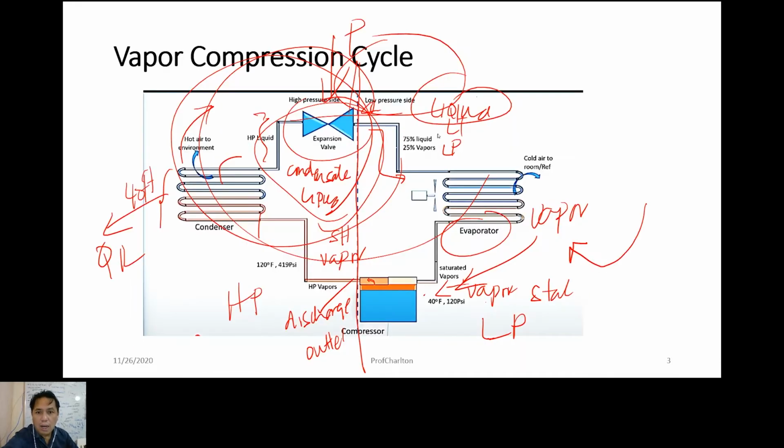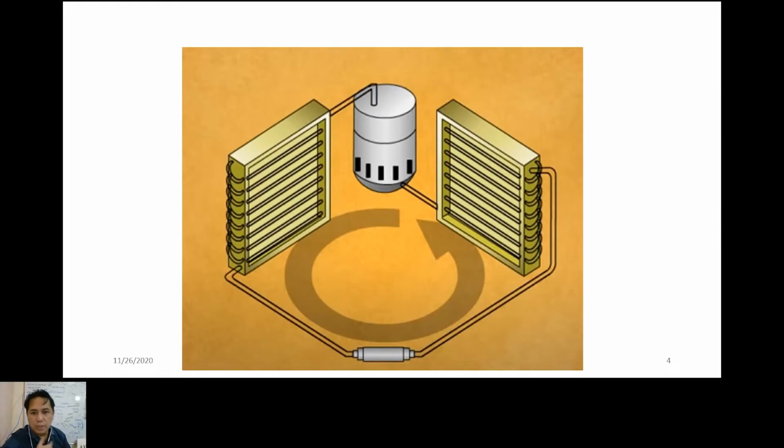Now, I would like to test your knowledge. Can you give me the name of this? We know that this is the compressor, right? And what is this? Expansion valve. In this case, the capillary. When you are dealing with a small refrigeration system, normally you don't use an expansion valve. You just use a capillary tube.